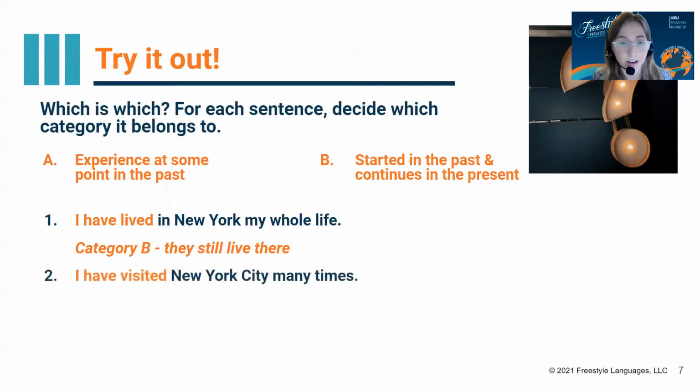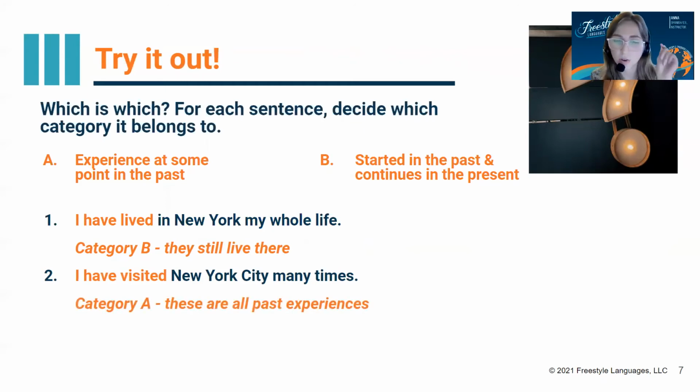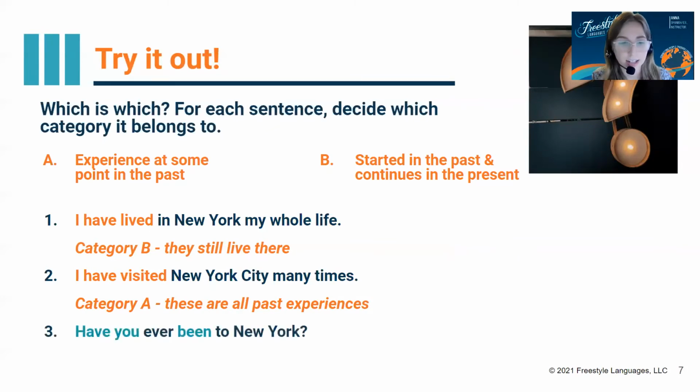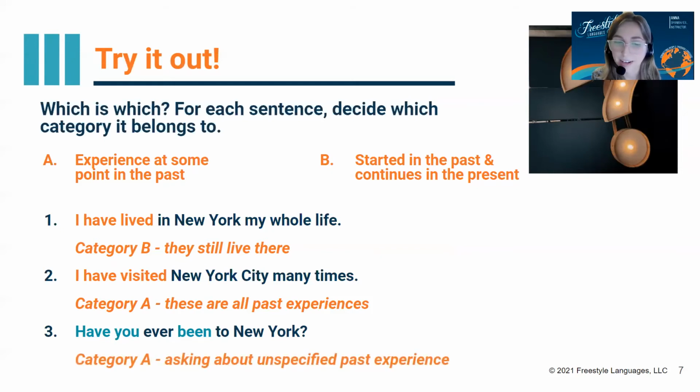Good, next sentence. I have visited New York City many times. Experience in the past or started in the past, continues in the present. Excellent. This is an experience at some point in the past, right? Each of those times that I visited New York City in the past is a past experience. And our last sentence, have you ever been to New York? Okay, good. This one is, again, past experience, right? I'm asking, have you ever, at any point in your life, have you gone to New York? So that's a past experience.